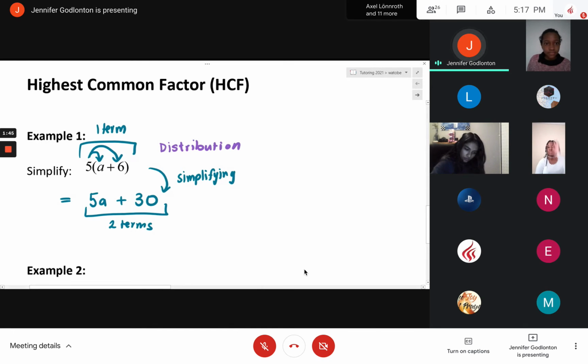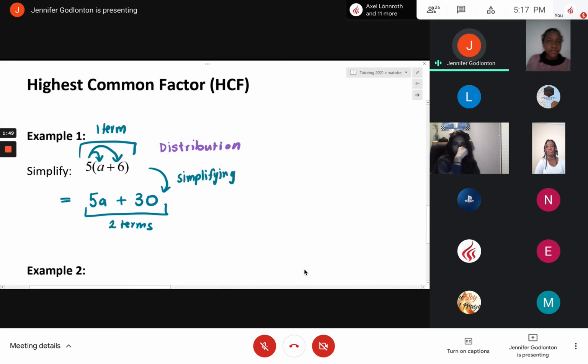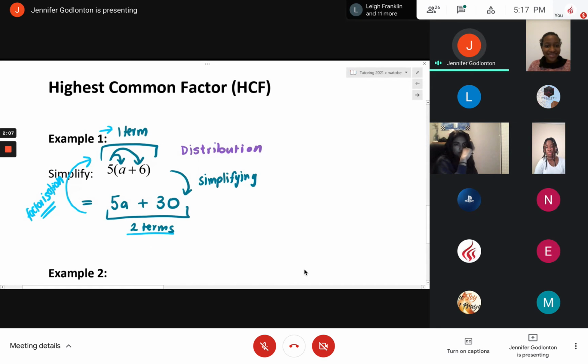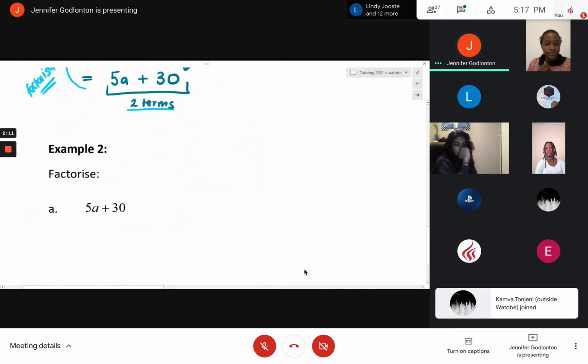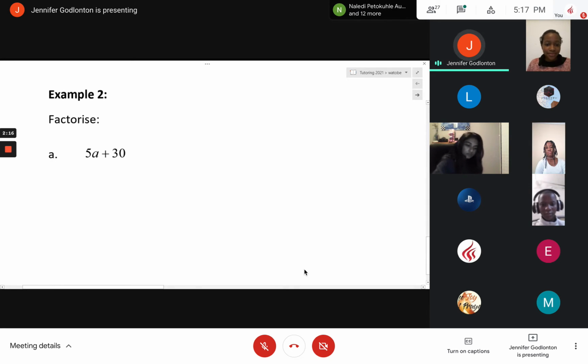So the process of factorization is basically backwards. We're going from there back to that, because we're going from 2 terms to 1 term. So this is factorization. That is essentially the key of factorization: we're going from 2 terms up to 1 term. This is the exact question we have just done, and we went backwards with it.